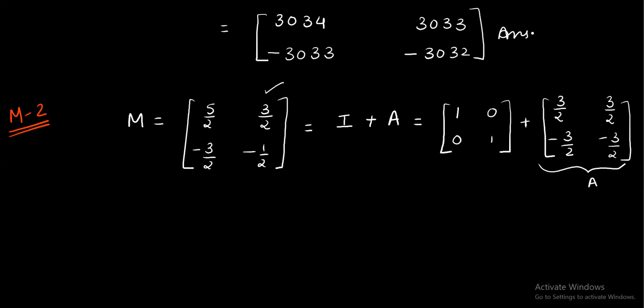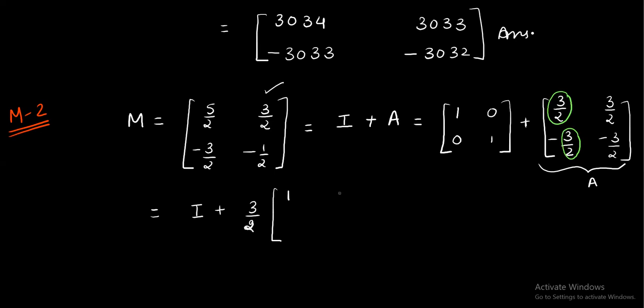Further, you can notice in matrix A that all these entries are either 3 by 2 or minus 3 by 2. That's why I can take that factor of 3 by 2 common. It is only for the convenience. If you don't want to take it common, you can continue with matrix A as well.